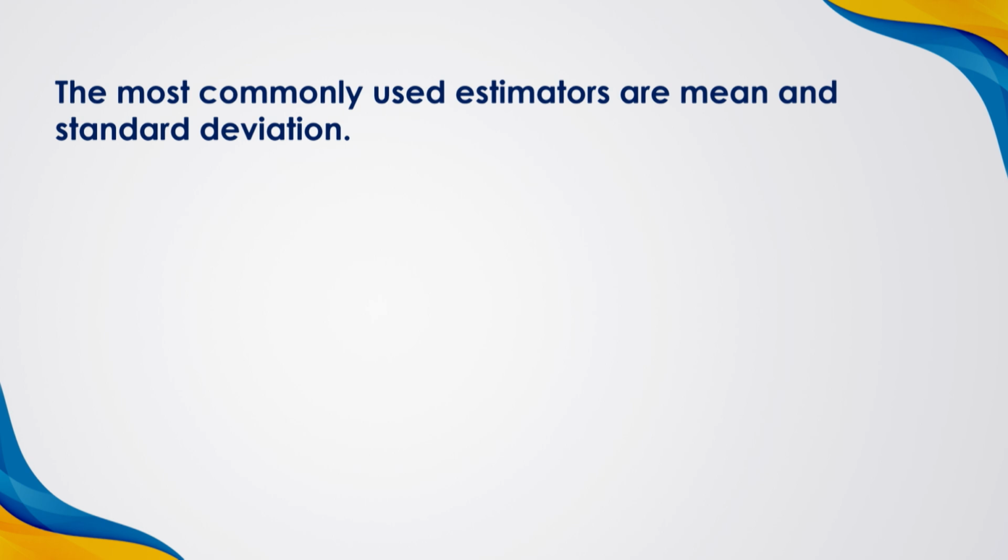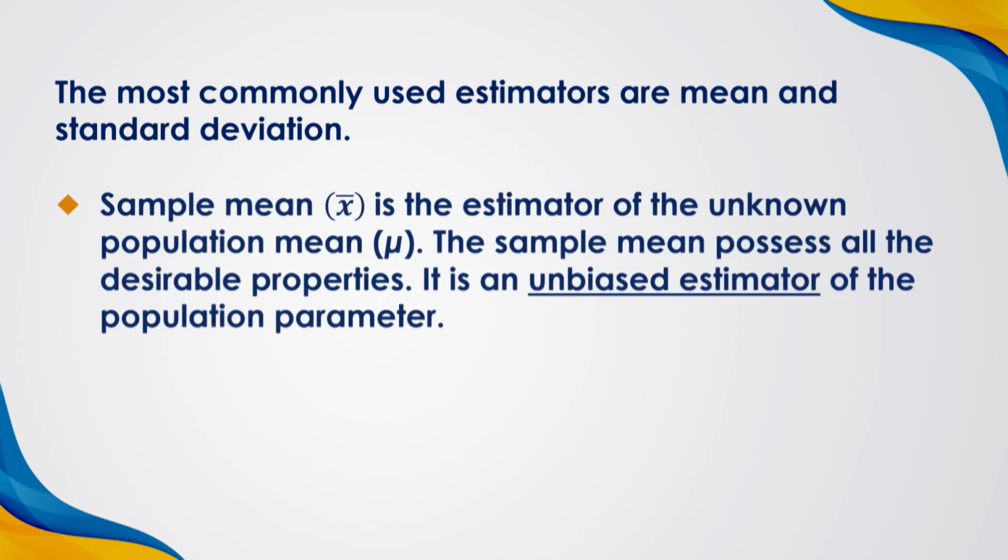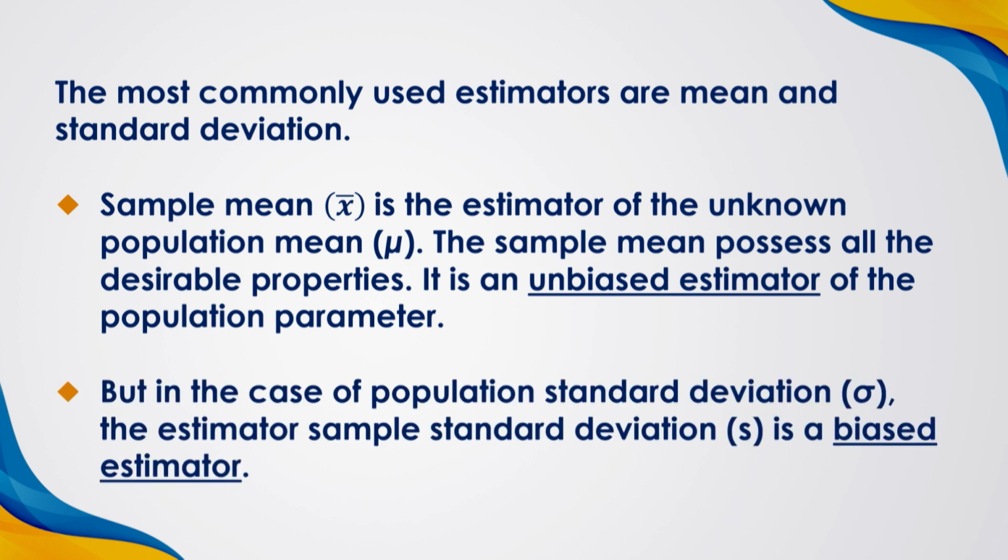The most commonly used estimators are mean and standard deviation. Sample mean x bar is the estimator of the unknown population mean mu. The sample mean possesses all the above desirable properties. It is an unbiased estimator of the population parameter. But in the case of population standard deviation sigma, the estimator, the sample standard deviation denoted by small s, is a biased estimator.